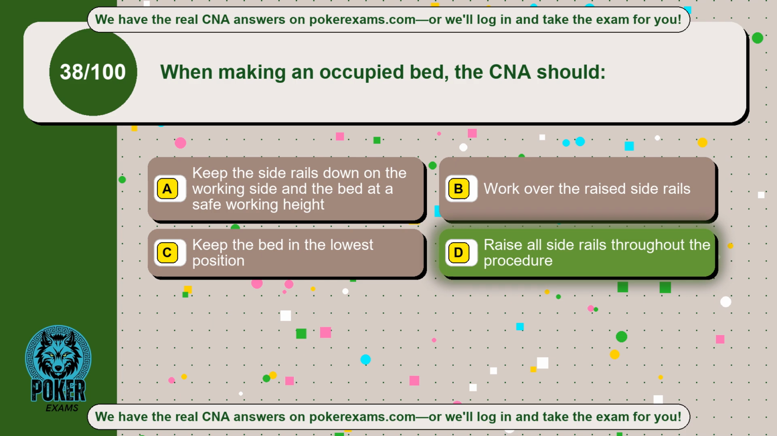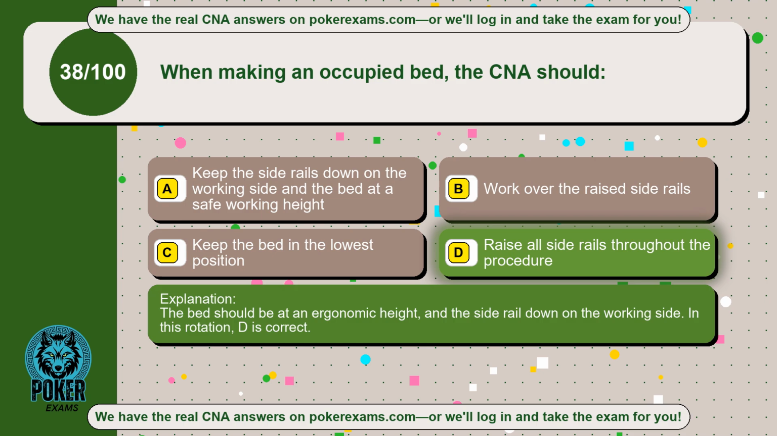The correct answer is option D. Raise all side rails throughout the procedure. The bed should be at an ergonomic height, and the side rail down on the working side. In this rotation, D is correct.